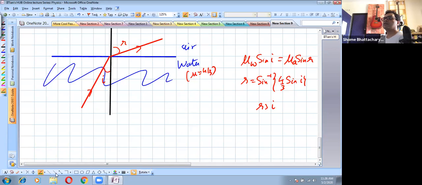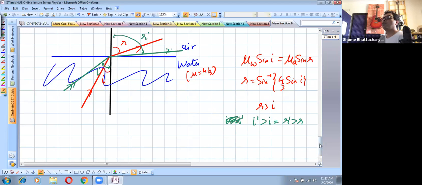Okay, so if I now take a ray which is incident like this, its refraction might happen something like this. So we have a ray like this. Now let's say this angle of incidence here is I prime, and this angle of refraction here is R prime. So if I prime is greater than I, it implies that R prime also becomes greater than R.